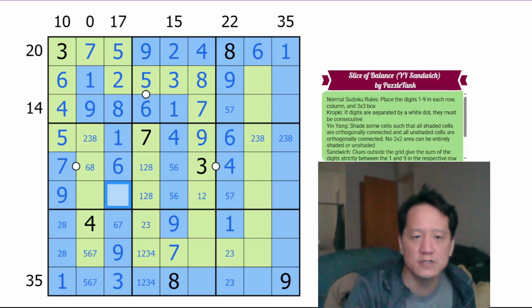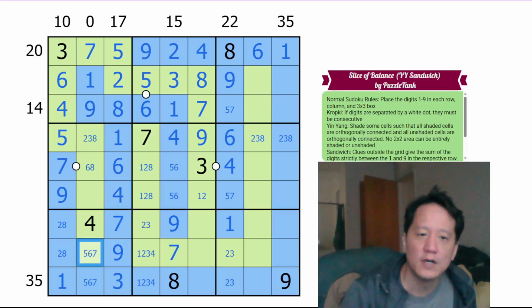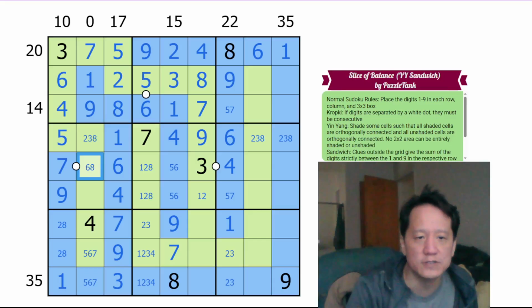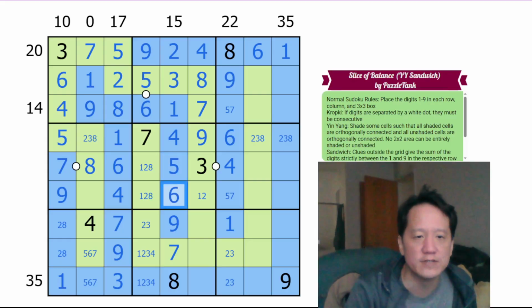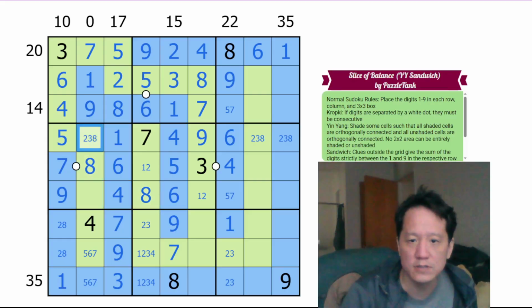So this is 6, 4, and 7 to add up to 17. Therefore, the 6 eliminates 6 here. This is 8. It also eliminates 6 here, so it's 5, which means this can't be 5. That's 6. 8 eliminates 8 here. So where's the 8 in column 4? It has to be here. Okay, so this can't be 8.